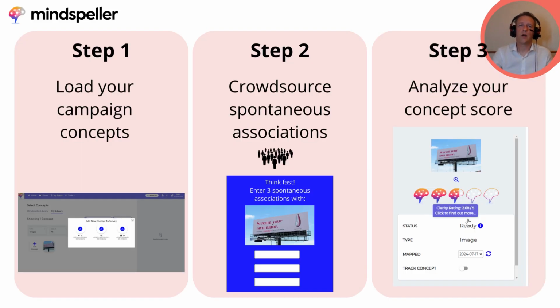Here's a glimpse into our intuitive workflow. I'll walk you through the 3 key steps. Number 1, populating your library. Number 2, crowdsourcing associations. And number 3, analysing your rating. I'll break down these 3 steps one by one in the following slides.